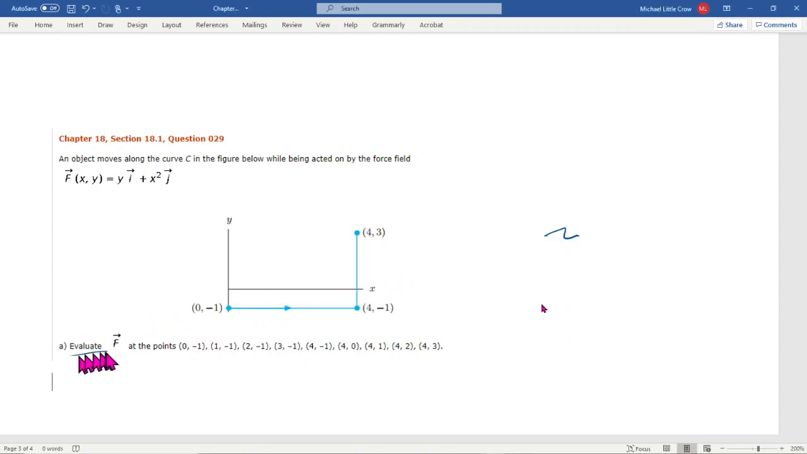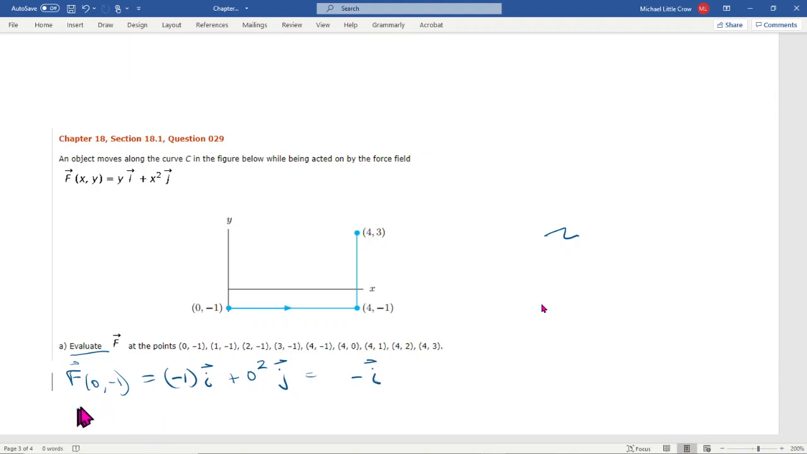So we want to evaluate the function, the force at each of these values. So that's one thing we do. Basically, we just insert the x and the y into the vector. So you can do that. So thinking of it as a function, 0, -1, we're going to put in, and we've got this I, so j or y, so -1 I part plus x squared, which would be 0 squared j. So the resulting vector is -1, 0, or just -I.